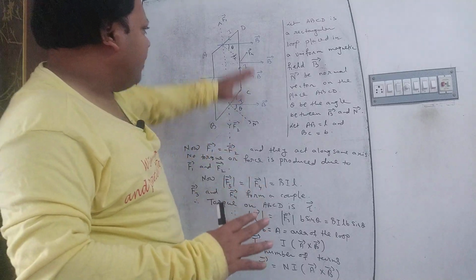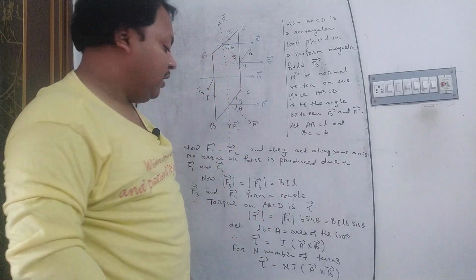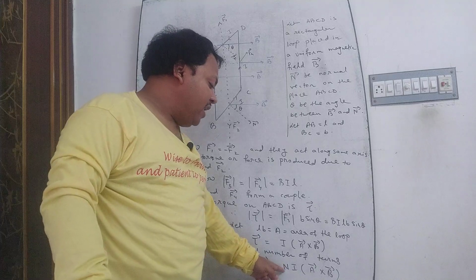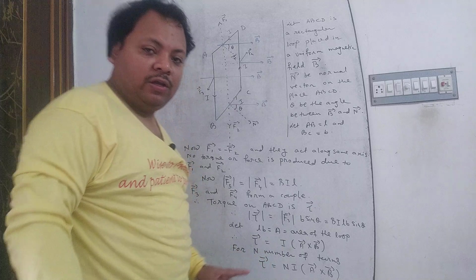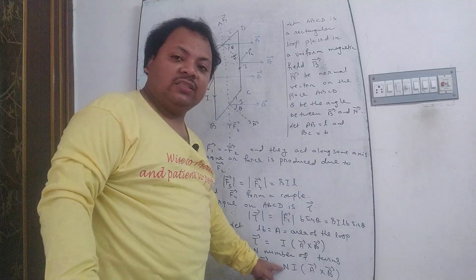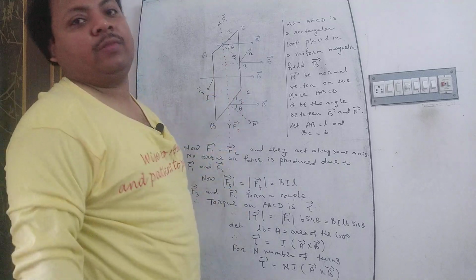Now, for N number of turns of the loop, you can write that the torque tau is equal to N I times the capital A vector cross the capital B vector. Here N is the number of turns of the coil.